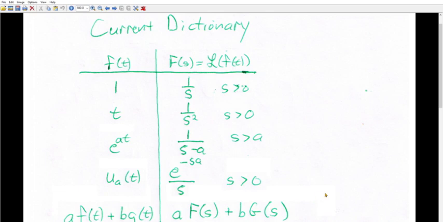And what we'll do in the future is build this dictionary and then start figuring out how to use it to move from t language to s language and from s language back to t language.